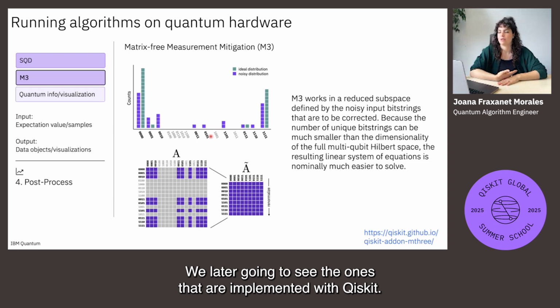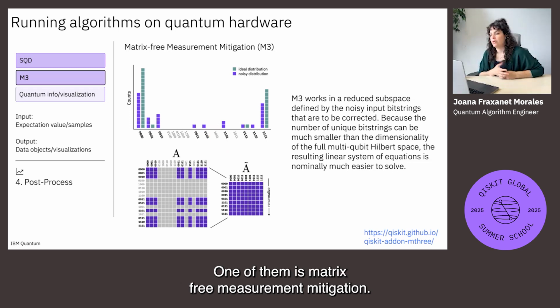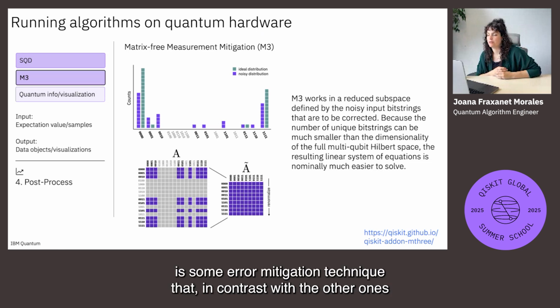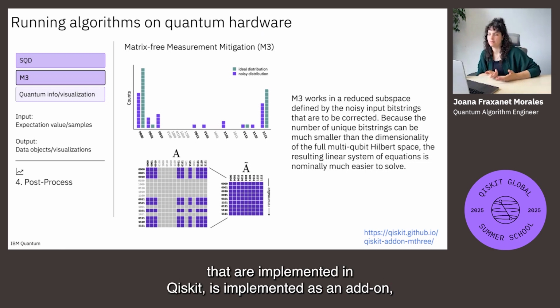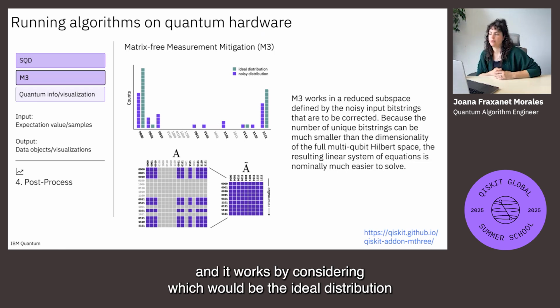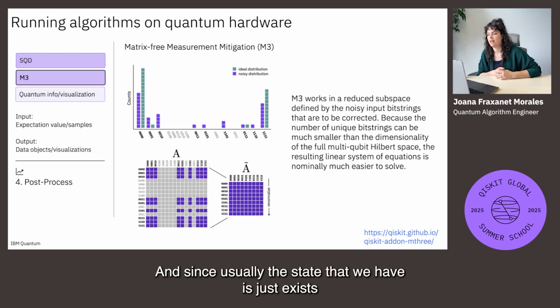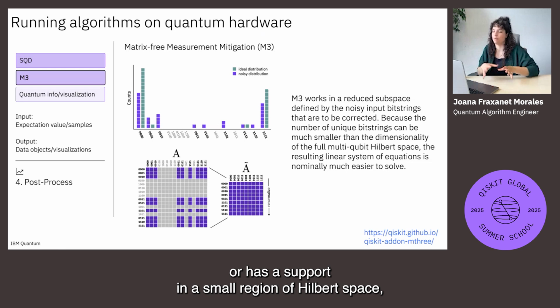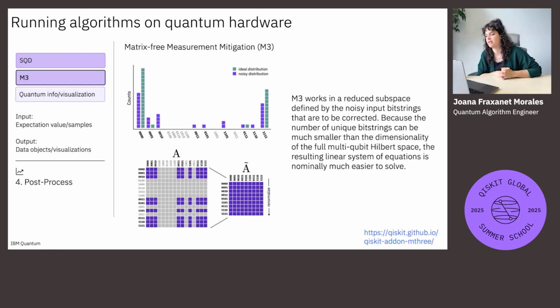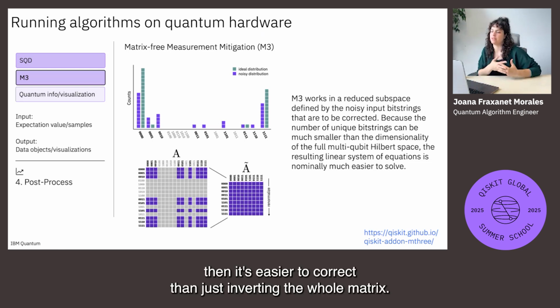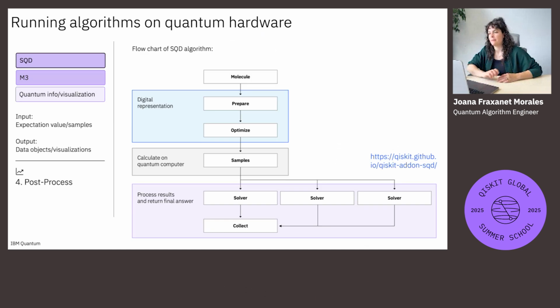We're later going to see the ones that are implemented with Qiskit. One of them is matrix-free measurement mitigation. This Qiskit add-on is an error mitigation technique that, in contrast with the other ones that are implemented in Qiskit, is implemented as an add-on, and it works by considering which would be the ideal distribution that you're expecting to observe from a quantum circuit. And since usually the state that we have just exists, or has support, in a small region of Hilbert space, it's easier to correct than just inverting the whole matrix.